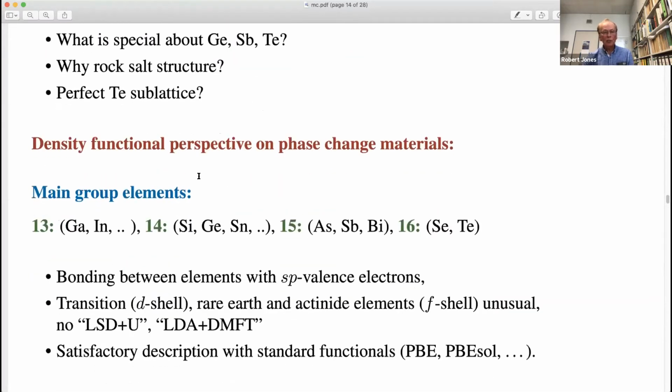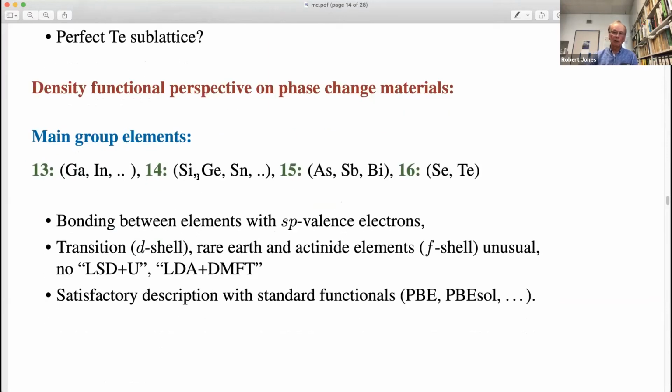Well, the density functional perspective on these particular materials is a very favorable one. These are main group elements. They are bonded by s and p electrons. And over the years, I think I have looked at all of these elements as clusters, as solids, crystals, and the like. And so I am well aware that these materials can be described really quite reliably in their structural terms by the method of density functional theory. This is a big advantage.